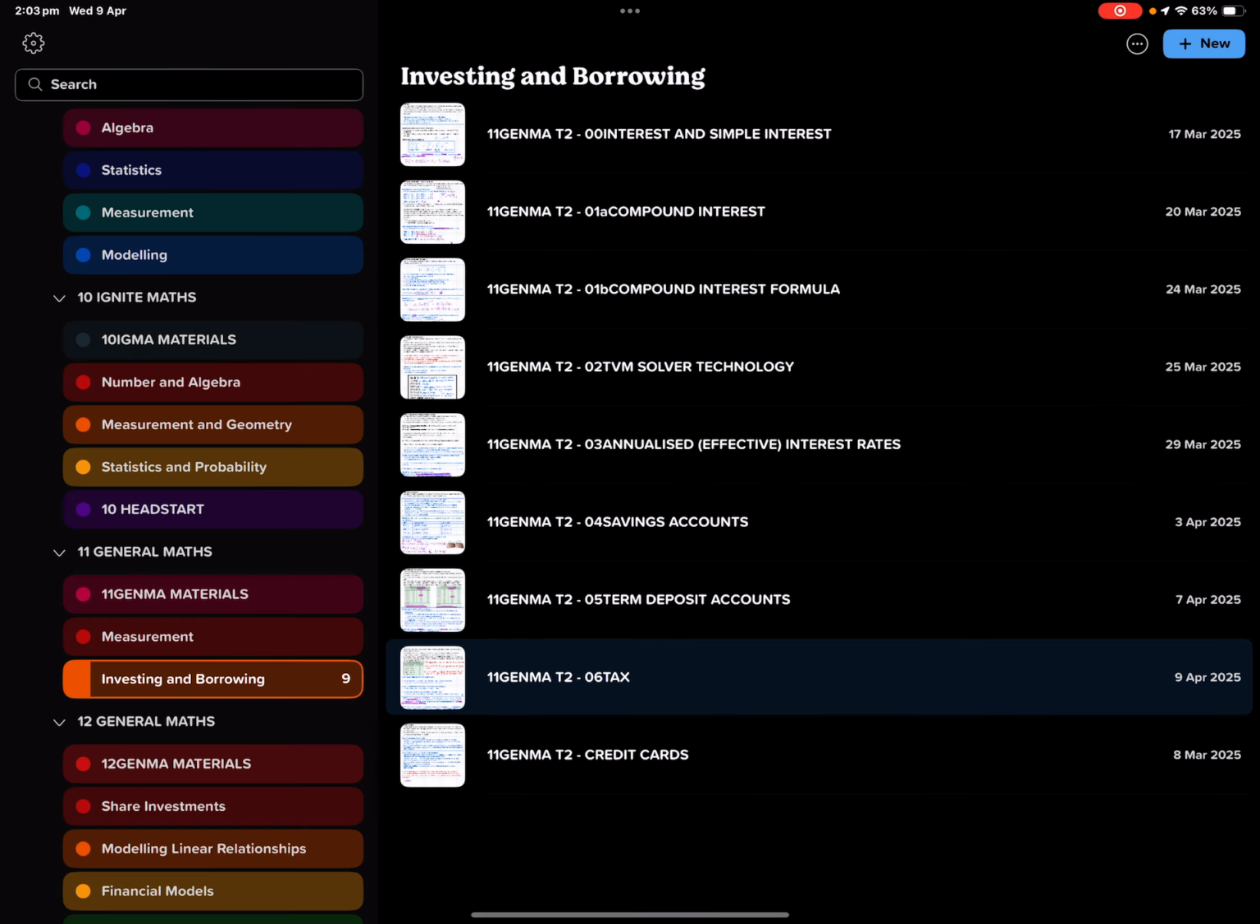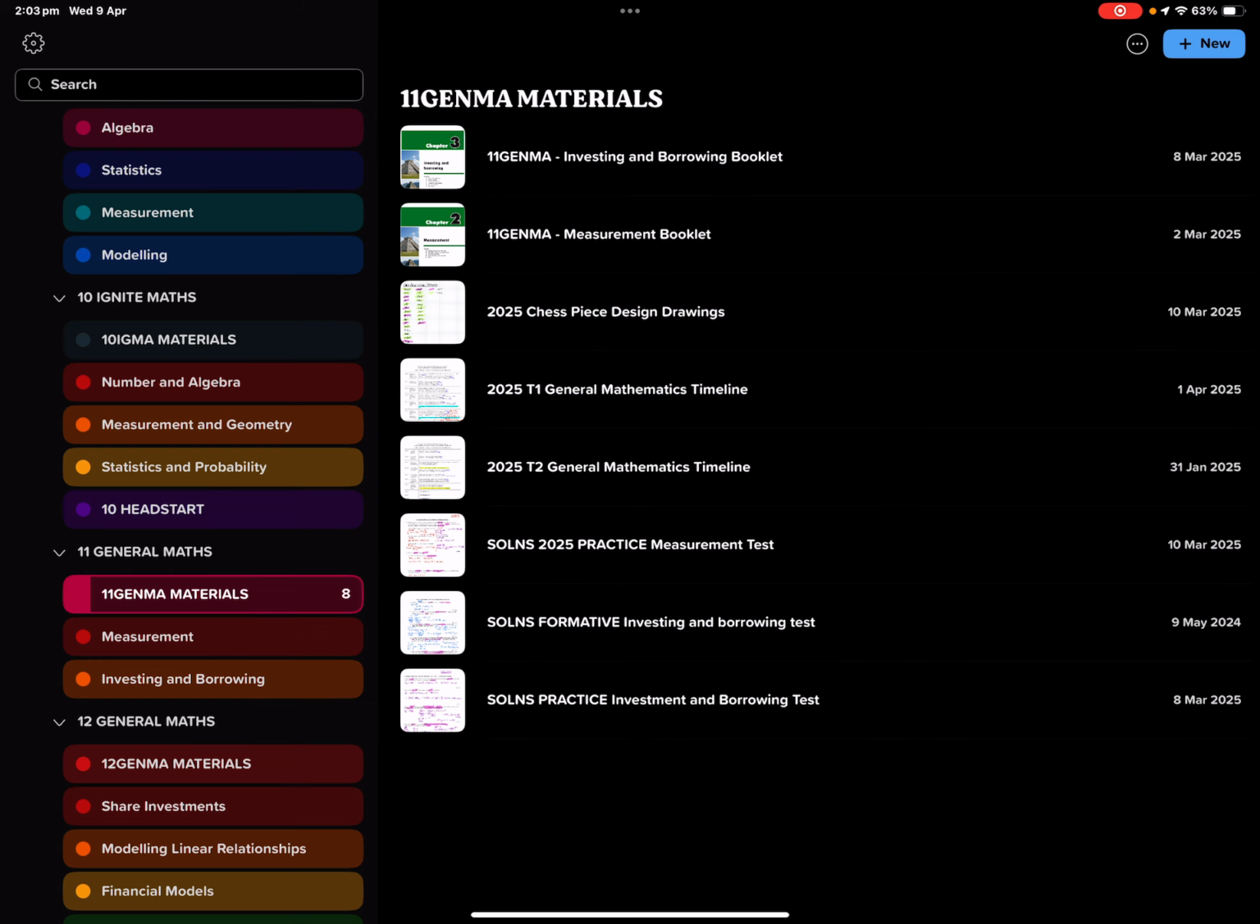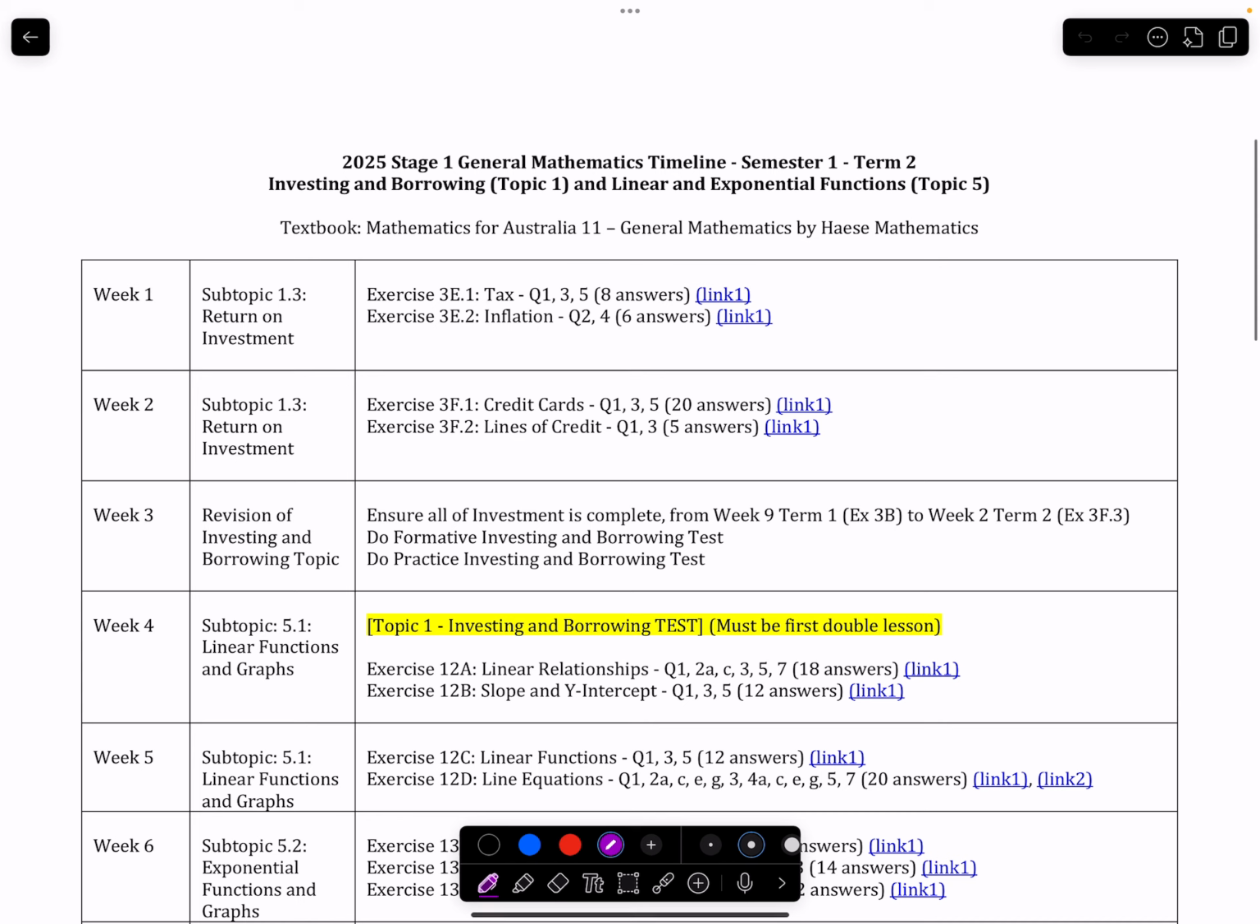The exercises that you'll be doing are in Term 2's timeline. You're going to be doing exercise 3E.1, tax questions 1, 3, and 5. Okay.